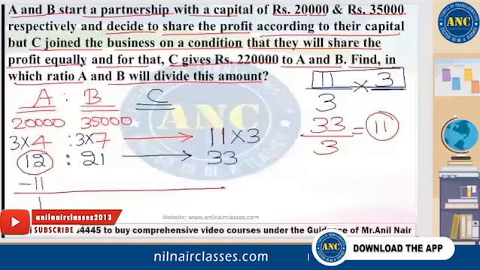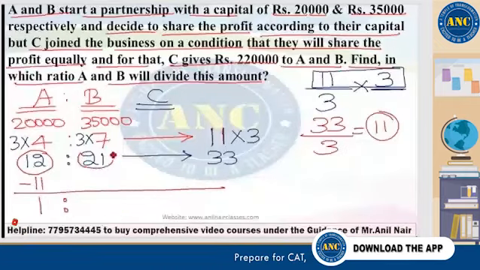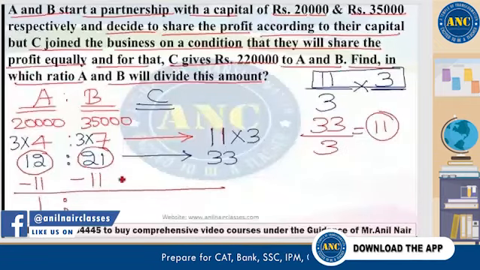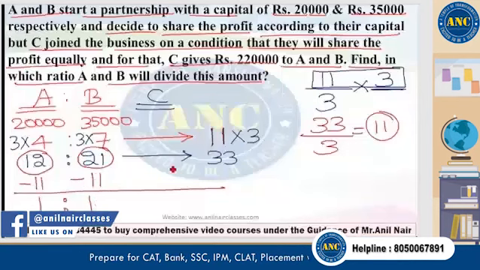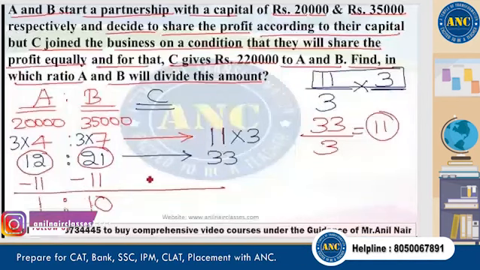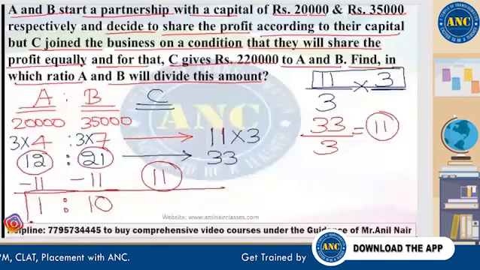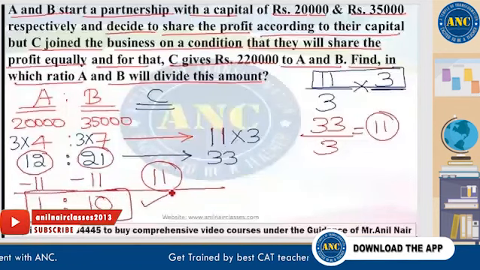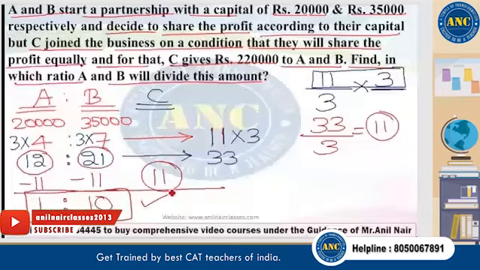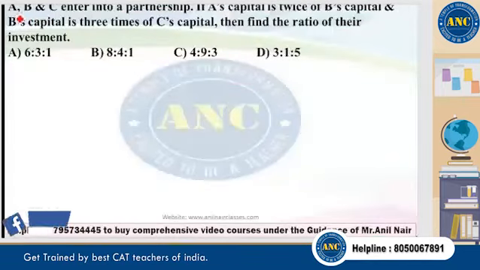A had 12 rupees, but he should have 11 rupees. So I took 1 rupee from him. B had 21 rupees. He should have only 11 rupees. I took 10 rupees from him. So this 10 plus 1 is what I gave to C as 11 rupees. In what ratio should they divide the money? They should divide the money in the ratio 1:10.